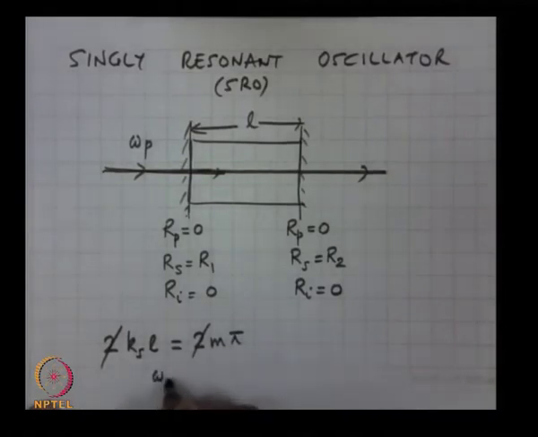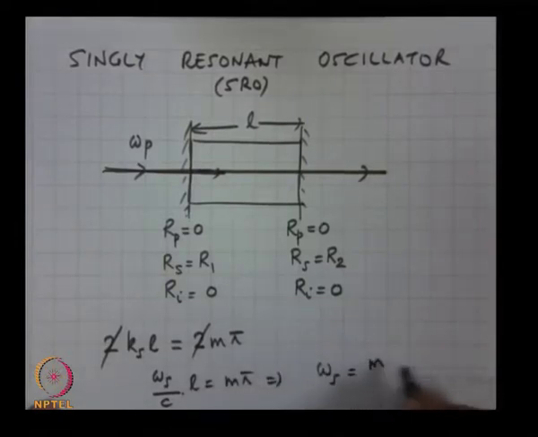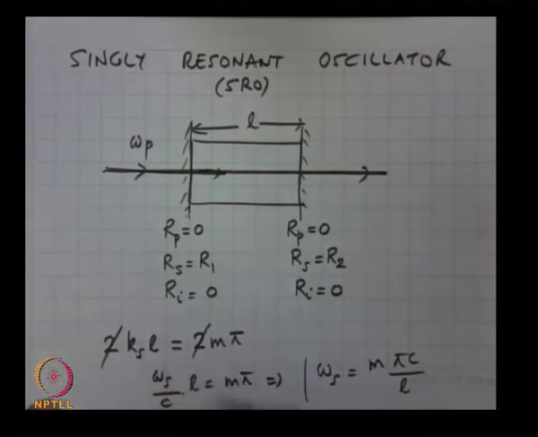So omega s by c into L is equal to m pi, or omega s is equal to m into pi c by... this is omega by c, omega n s. Sorry, there must be a refractive index here.